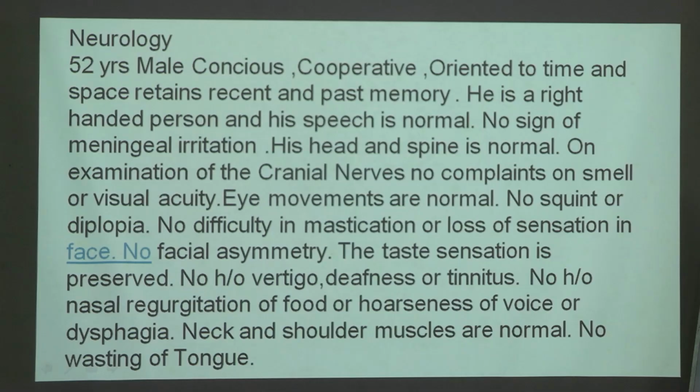Facial asymmetry is a 7th nerve sign, because if there is 7th nerve palsy, we will get a deviation of the angle of the mouth to the opposite side. So there is a facial asymmetry. I have told about the 7th nerve. Then comes taste preserved. Taste: the posterior third is by the glossopharyngeal nerve, the anterior third is by the chorda tympani.